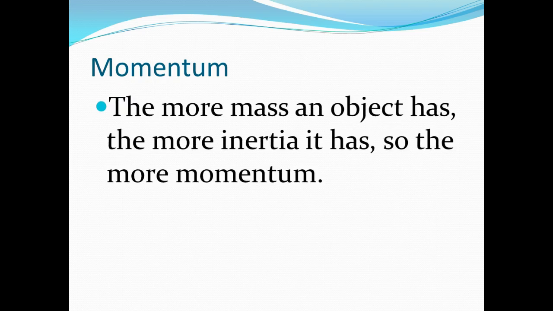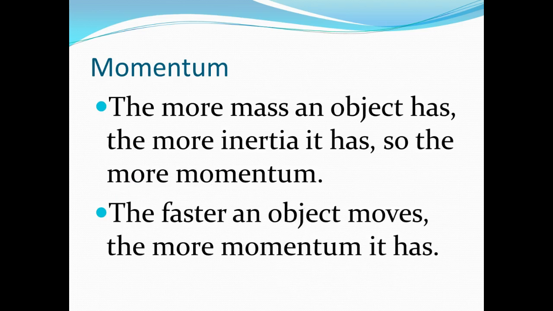The more mass an object has, the more inertia it has, so the more momentum. If it's hard to move something heavy, that means it's going to be hard to stop it when it's already moving. Likewise, the faster an object moves, the more momentum it has. Since it's just the product of two variables, mass and velocity, if you increase one, the momentum's going to go up. If you increase both, the momentum's going to go up a lot.